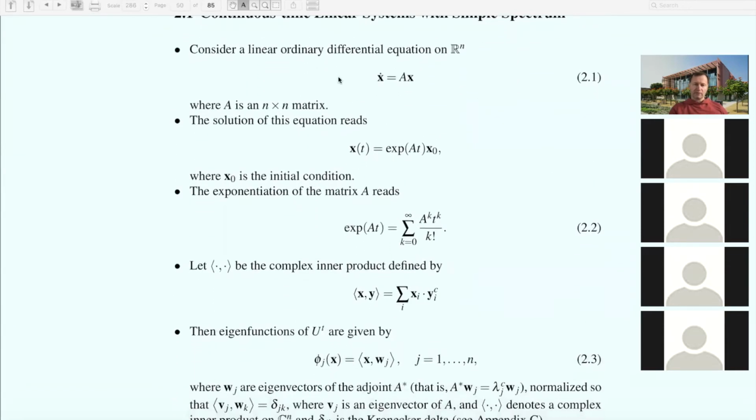So we'll start with a linear ordinary differential equation in R^n. x dot is equal to Ax, where A is an n by n matrix. And the solution of this equation reads x(t) is e^(At) x0, where I have defined e^(At) here as that series in the introductory lectures.